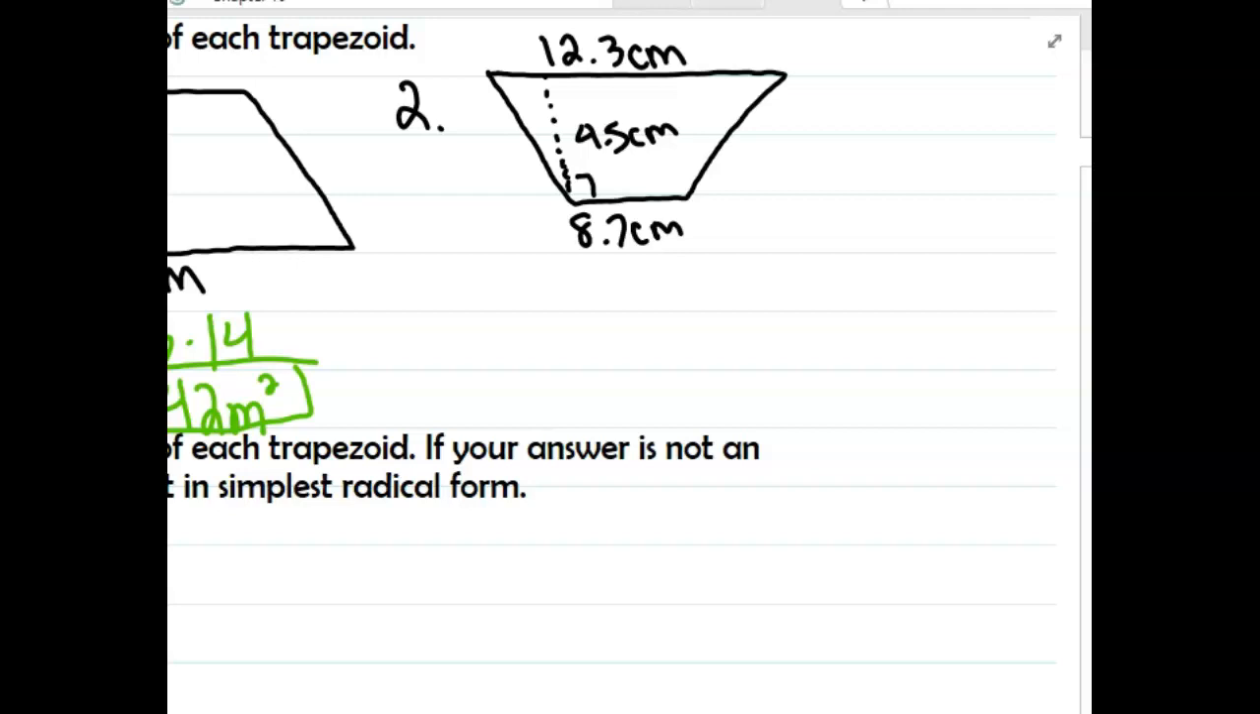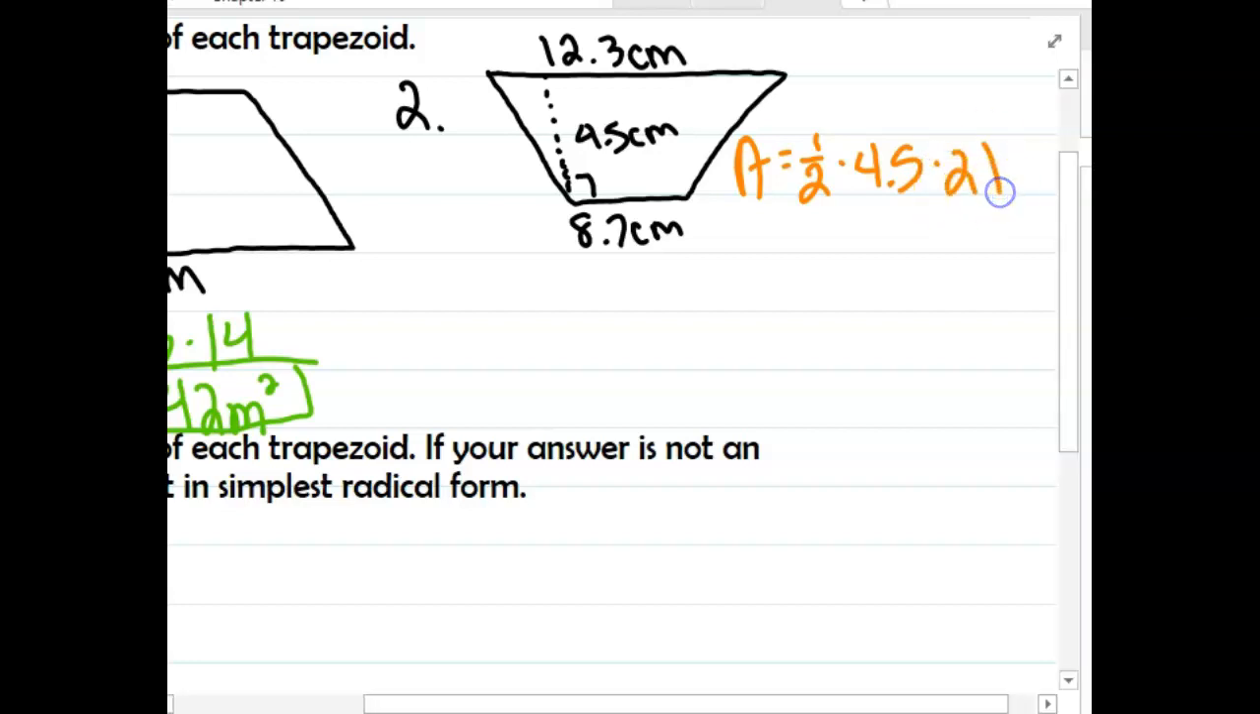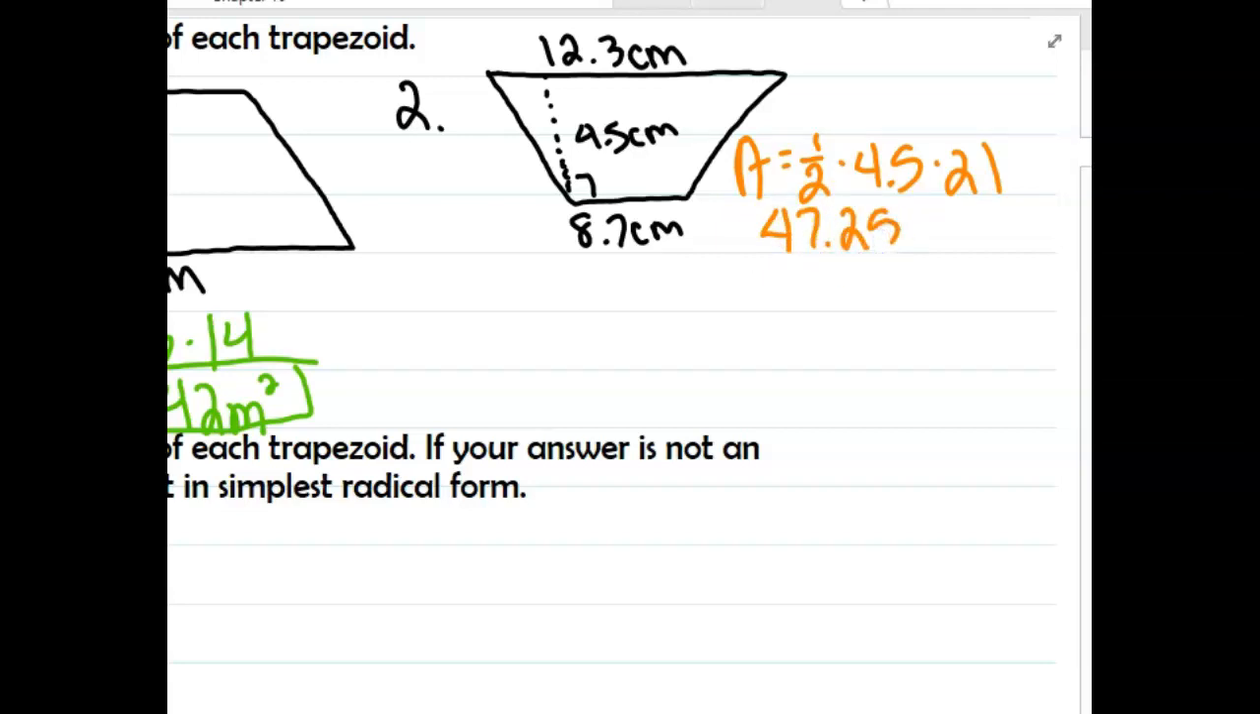Now we're going to find the area of the trapezoid. You need both bases and you need the height. Kind of like the last one. They give me all of those, so we can go ahead and plug them into our formula to find the area. You're going to take half of the height. Which one is my height? 4.5. Remember, for the height, you're really kind of looking for that right angle there. All right? And then you're going to add your bases together. So 12.3 plus 8.7 should give me 21. And when you multiply all of those together, you should get 47.25 centimeters squared. Don't forget your units.